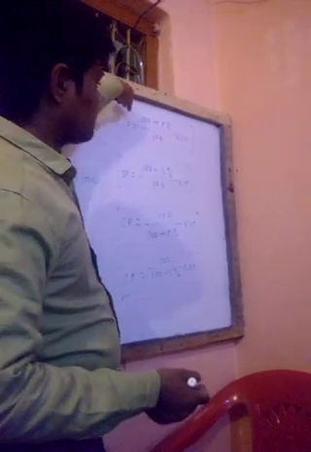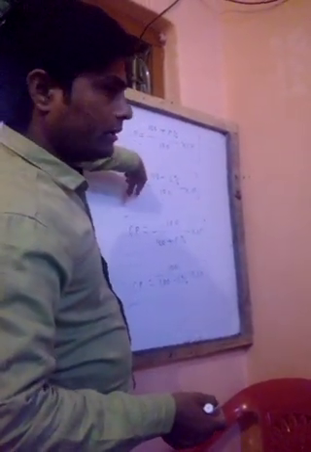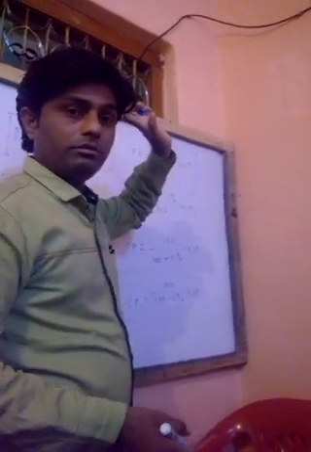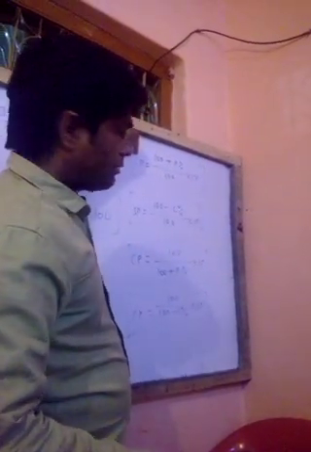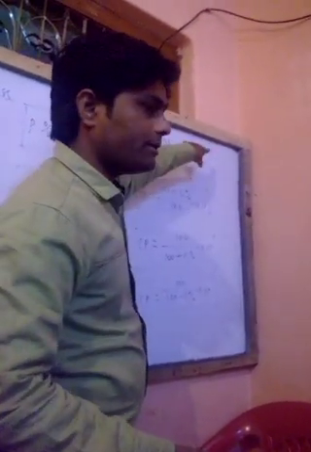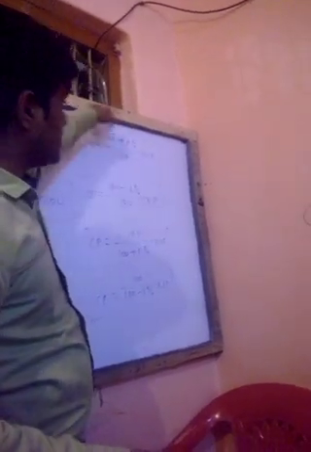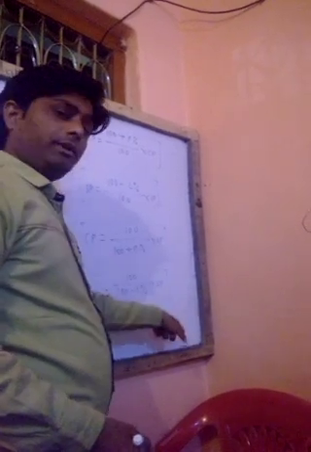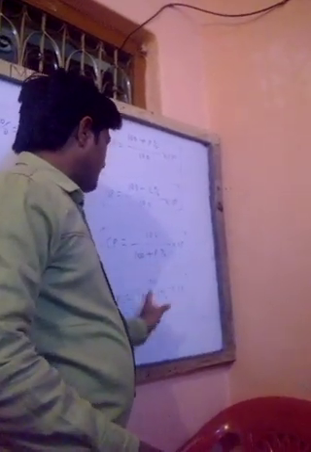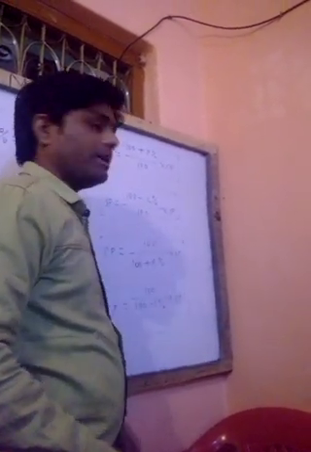Look, if I want to find SP, then we multiply by CP, and 100 plus profit percent or 100 minus loss percent is in the numerator. But if I want to find CP, then we have to multiply by SP, and 100 plus profit percent and 100 minus loss percent is in the denominator.